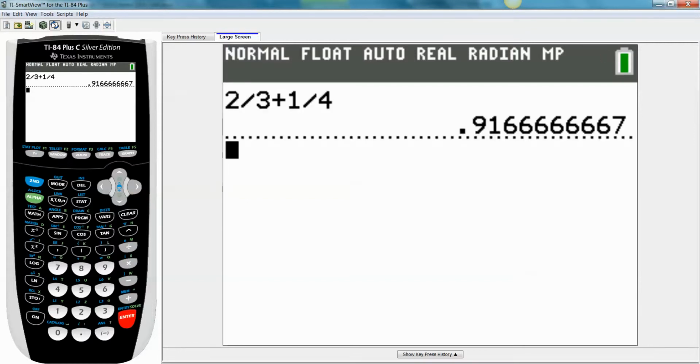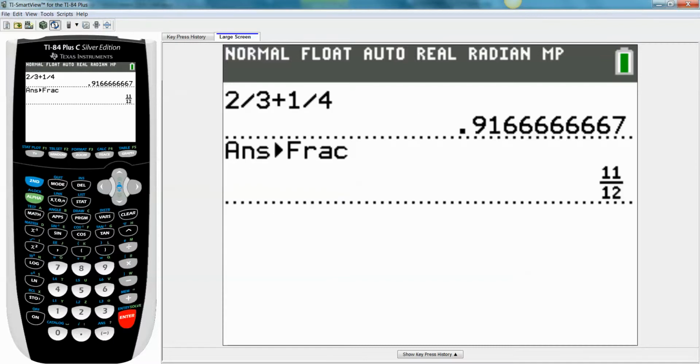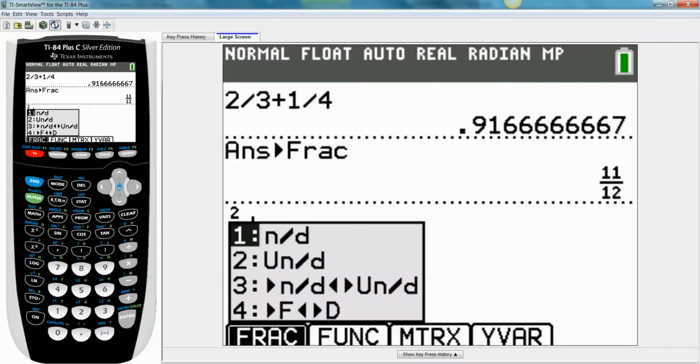Math, it'll give you a decimal. Press math, number 1, enter. Or you can use that other technique where you say F1, use number 1, 2 over 3, use your arrow keys, plus alpha F1, pick number 1. You're telling it to do a fraction, numerator over denominator.